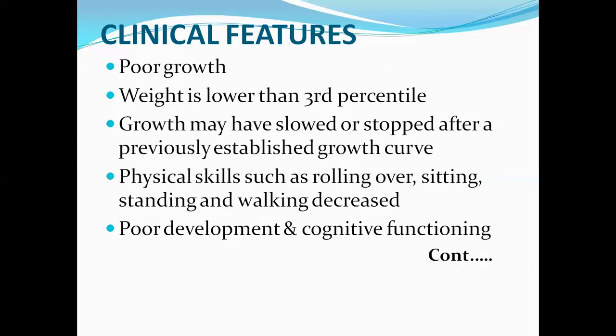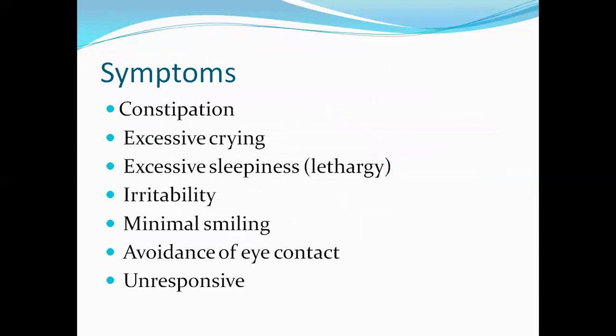Physical skills such as rolling over, sitting, standing, and walking may decrease, meaning regression of milestones. Then poor development and cognitive function. These are all features of failure to thrive. What can be the symptoms? Baby may be having constipation. He may be having excessive crying, excessive sleepiness, meaning lethargy, irritability. Baby can be lethargic, baby can be irritable.